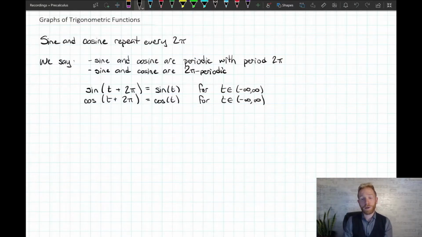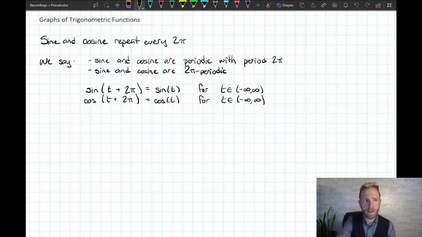Sine and cosine, we know, repeat once every time around a circle. So we say that they are periodic functions. They have a period of 2 pi. Every time that we get to some new value of t, the function has exactly the same value as it did 2 pi before that along the t-axis.